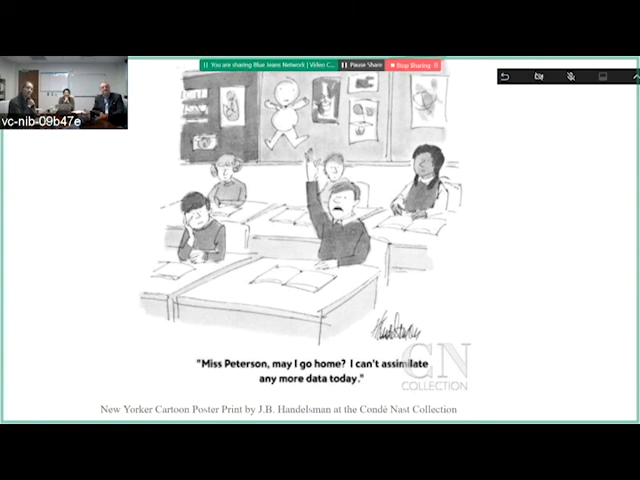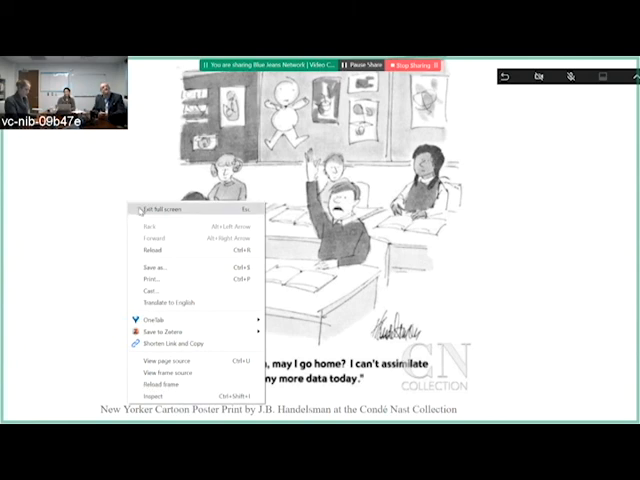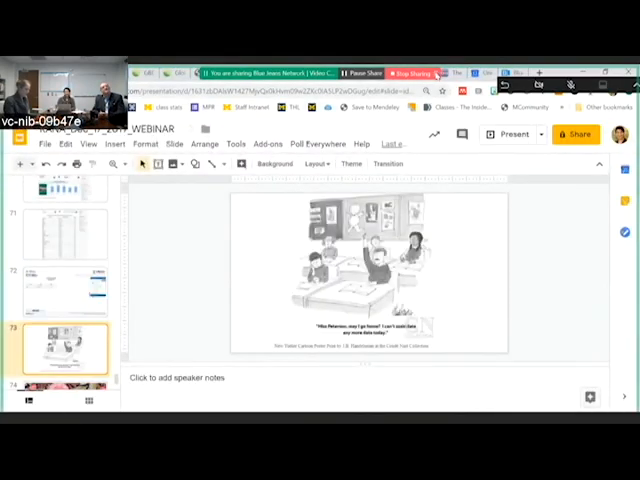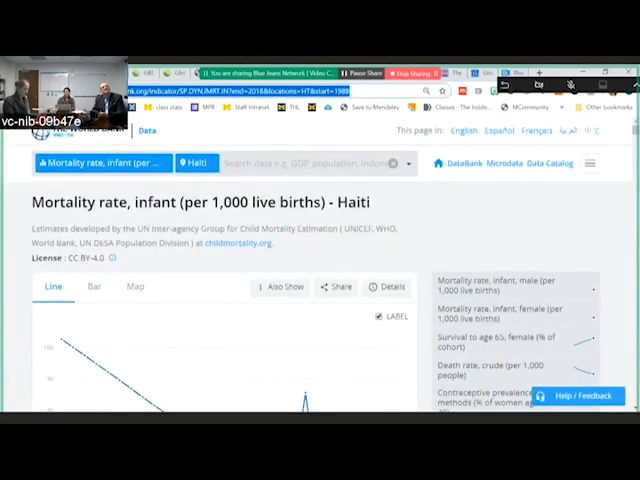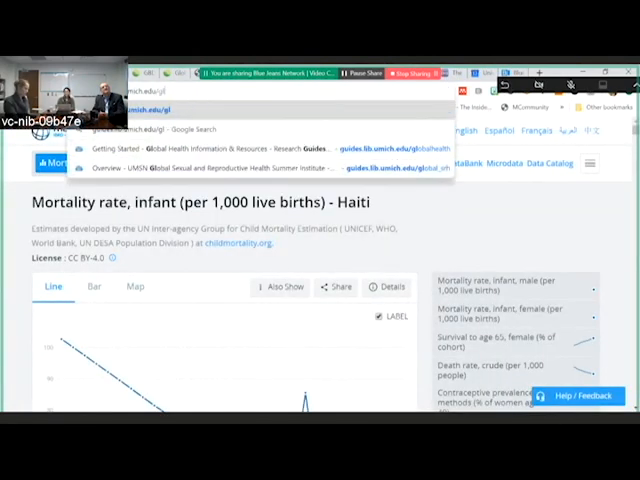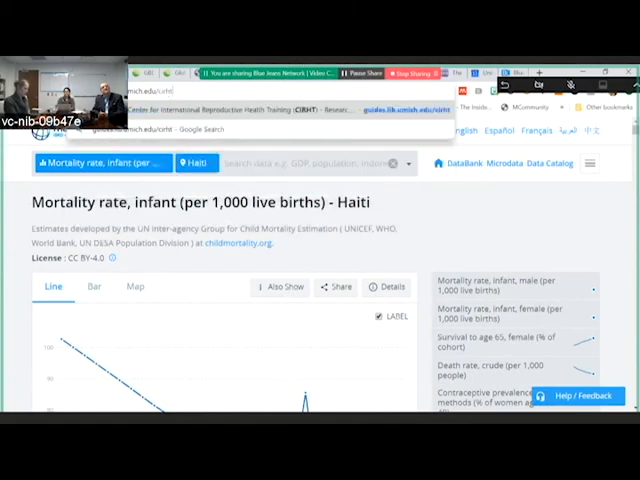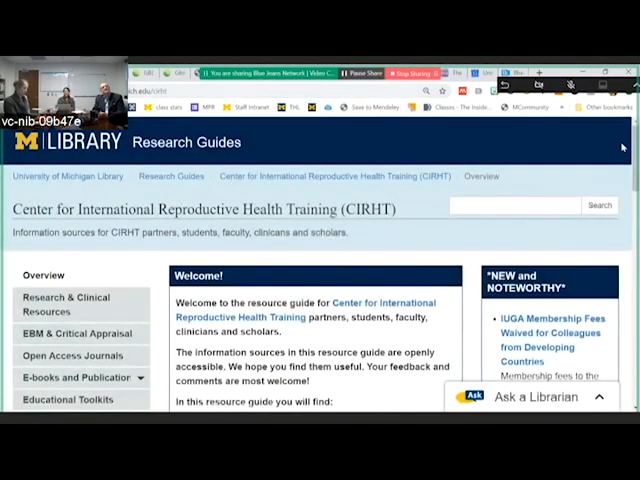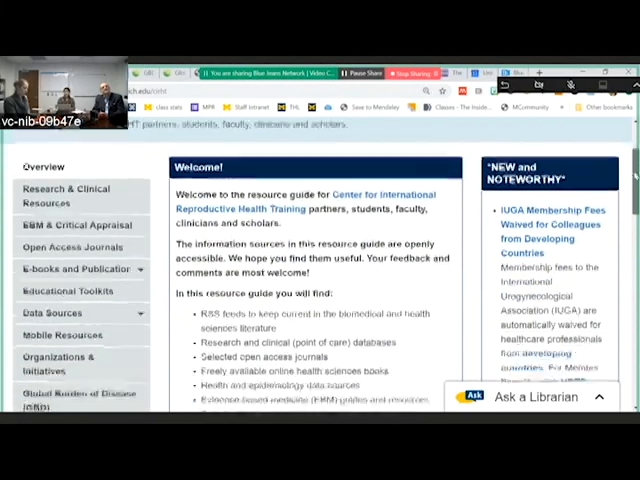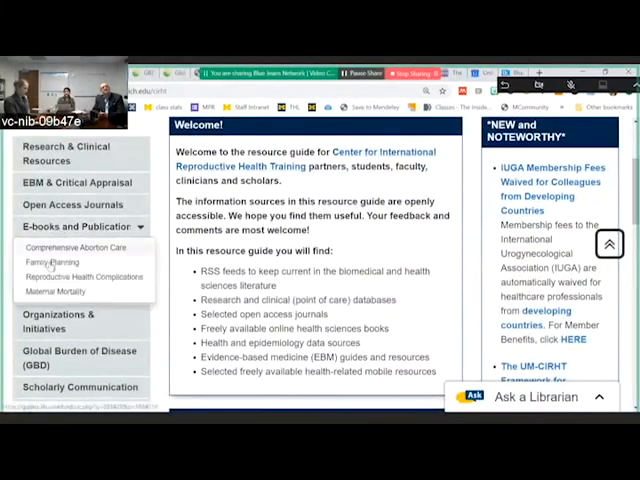But I know that's a lot of information at once. Do you have any questions about specific resources or ones that you would like to go over quickly? I'm happy to go over any one of these. While you're doing that, I'm just going to pull up the CERT guide. If you have data sources that I don't have here, but you would encourage me to include, please email me.